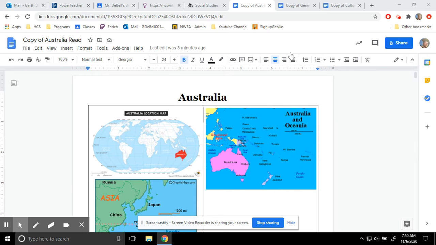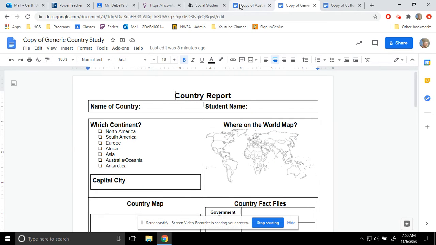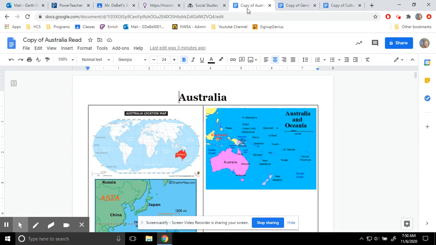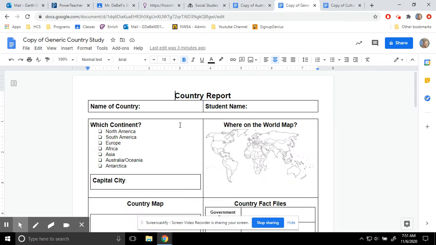Today, we're going to be working on the country study. So I have the country study and the read doc up, and we're going to go through again, a little more in depth on this country study. So the first thing we're going to look at is the name of the country. We were talking about Australia, right?